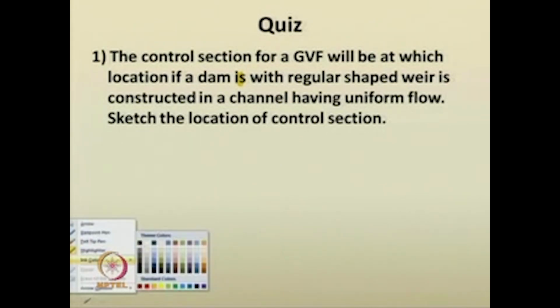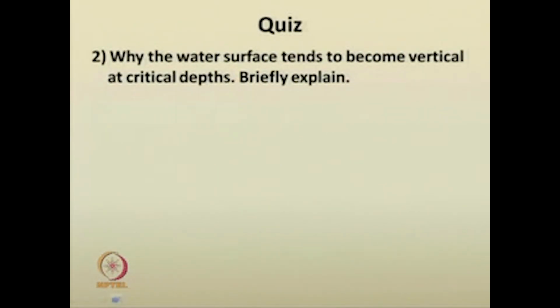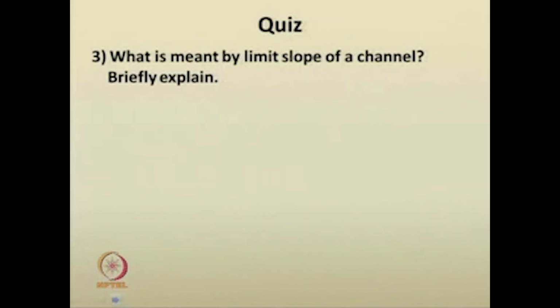Your second question for the quiz is, why the water surface tends to become vertical at critical depths? Briefly explain. Third question is, what is meant by limit slope of a channel? Briefly explain. So, these three are the questions.